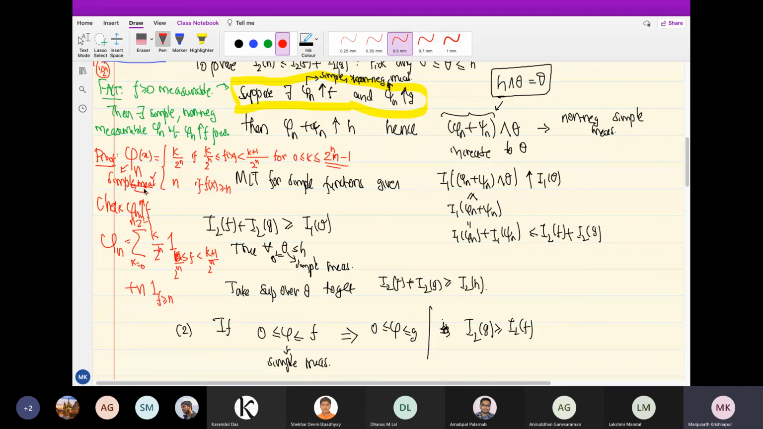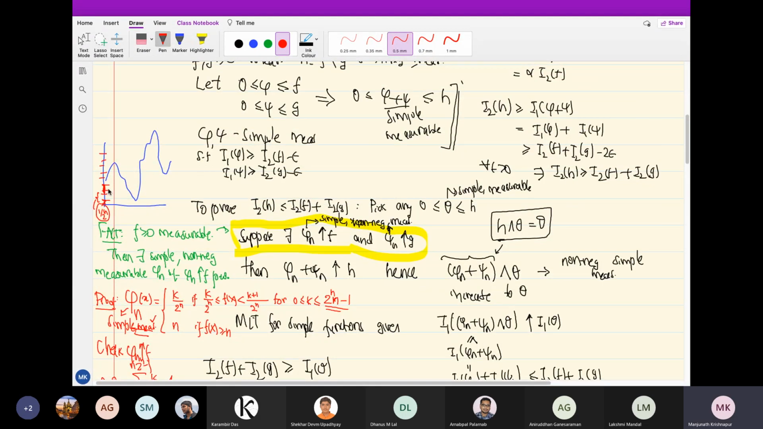So simple and measurable. But why do phi n's increase? That phi n's get close to f is kind of clear, because we are making the mesh size smaller and smaller, so it becomes closer and closer to f. That is sort of clear. But why did we choose dyadics? Why did we do 2 to the n? Because then these partitions become refinements. When you do it with n, you get this partition. When you do it with n plus 1, you just divide each interval further into half.